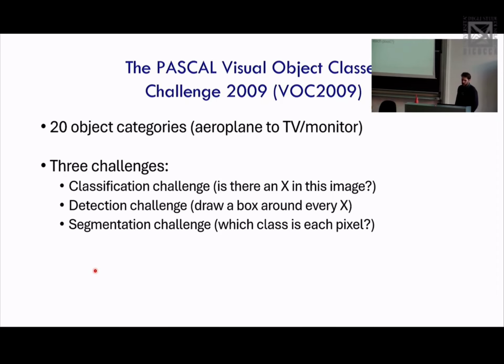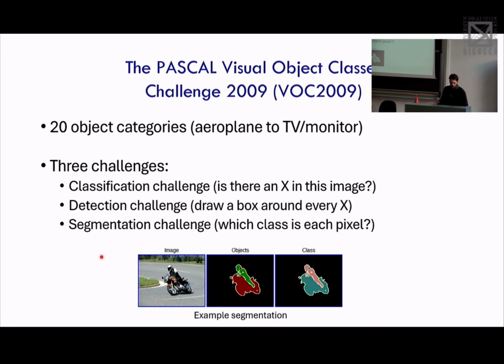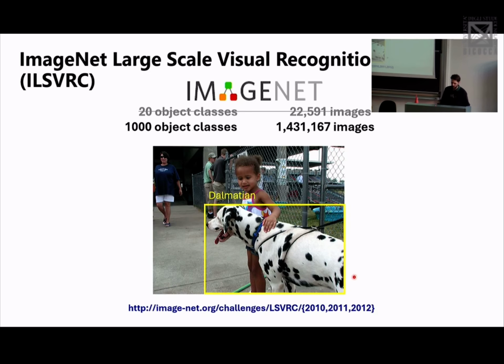So there were these kinds of challenges. With 20 categories: classification, where you wanted to know if there was X in the image; detection, draw a box around the X; and segmentation, which class is in each pixel. So you could do these 3 kinds of tasks. ImageNet went from the first setup of 20 object classes and 22,000 images to 1.5 million images and 1,000 object classes.